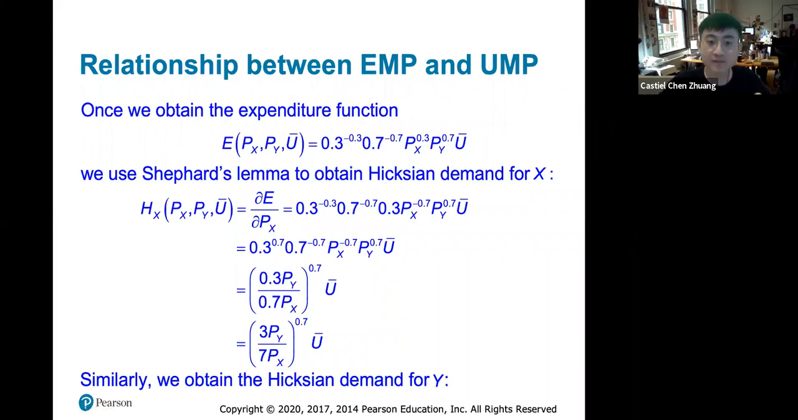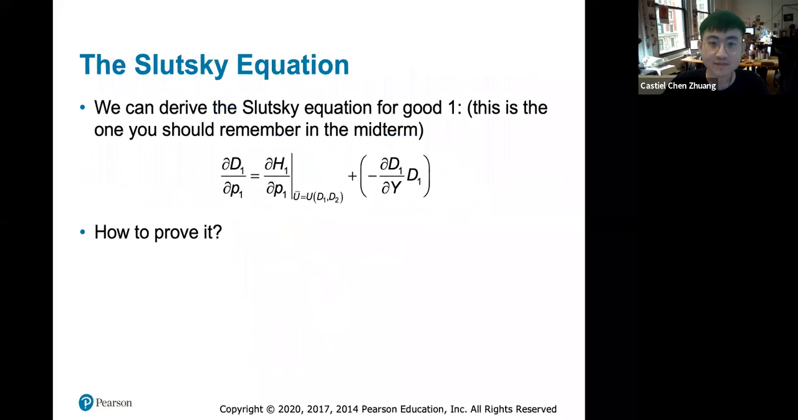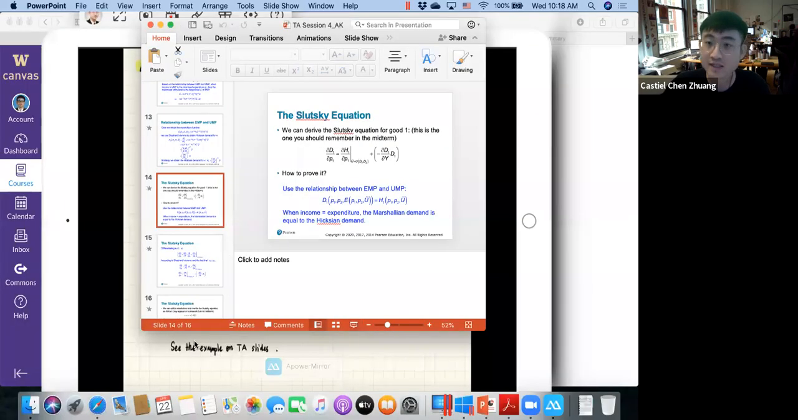So finally, I would like to talk about the Slutsky equation.